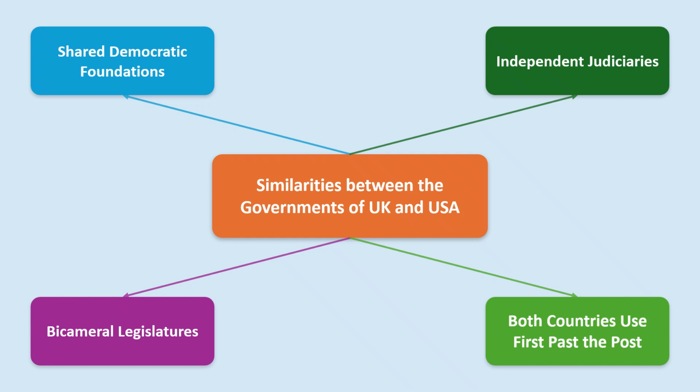Next is bicameral legislatures. A structural similarity between the two governments is the presence of a bicameral legislature. What does it mean? It means that the legislative power is divided between two distinct chambers. In the United Kingdom, the two chambers in the legislature are the House of Commons and the House of Lords. And in the United States, this consists of the House of Representatives and the Senate.